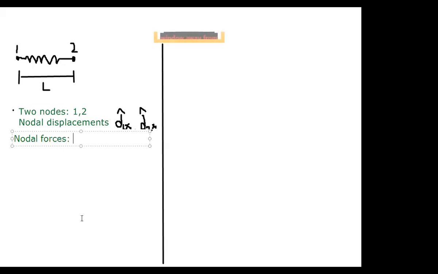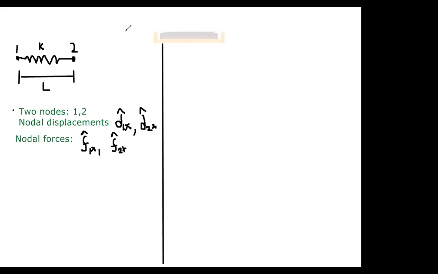So the nodal forces shall be denoted by F1x. I'll put a hat to denote that it's a local force, and F2x to denote again the local force acting here. So I'll assume that the spring has a constant K. So the spring constant is K.